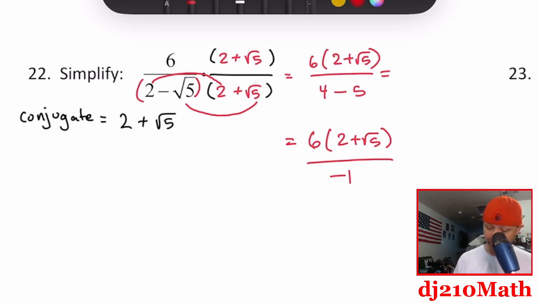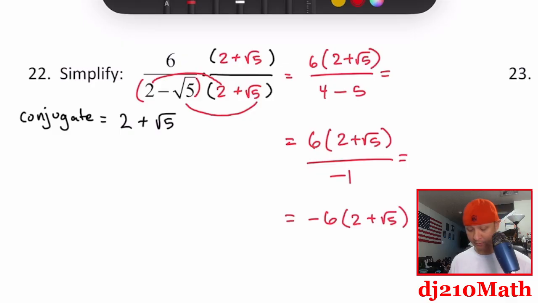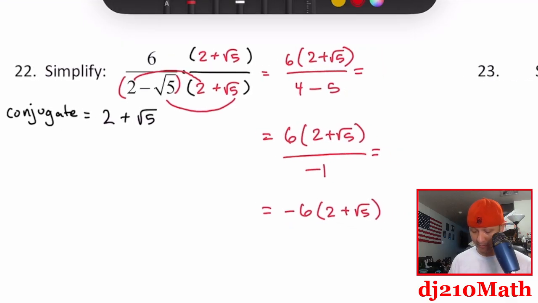All right, the over negative 1 is just going to change the 6 to a negative 6. So negative 6 times 2 plus root 5. Well, there's a couple of different ways you could have done this. And that's pretty much the answer. That's simplified. If you want, you could distribute this. Whatever.